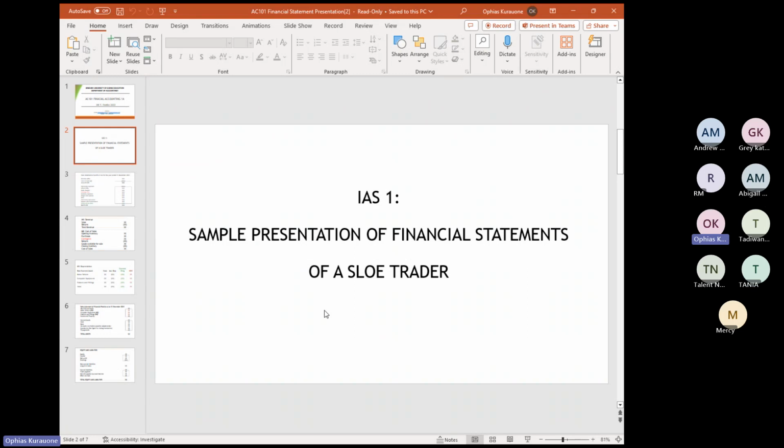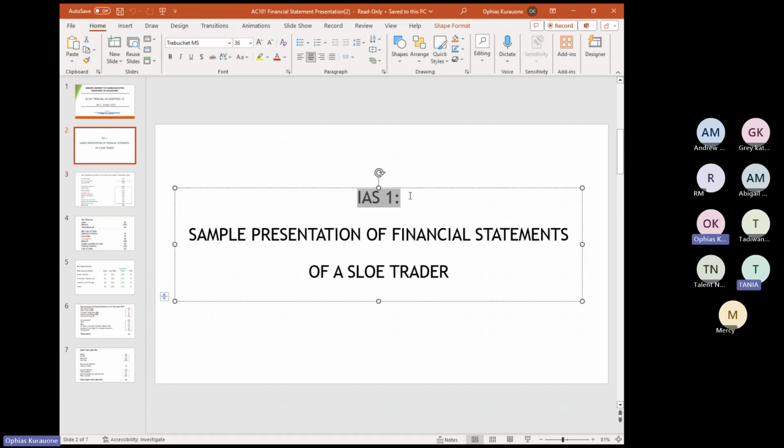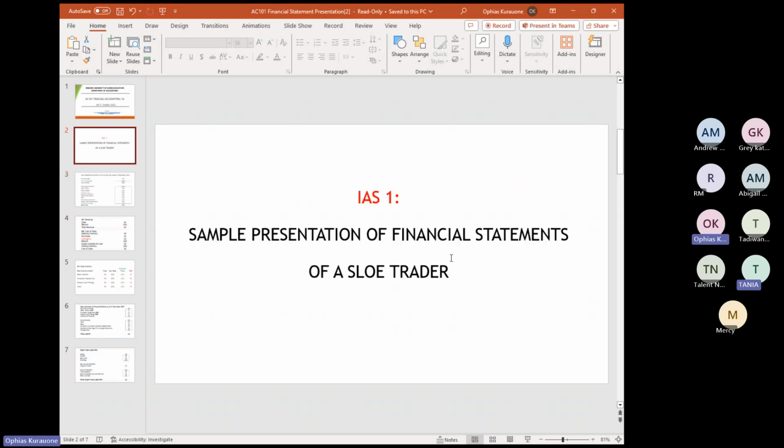This is guided by the standard called IAS 1. IAS 1 guides the preparation of financial statements. So today I just want to look at the simple presentation of financial statements of a sole trader.